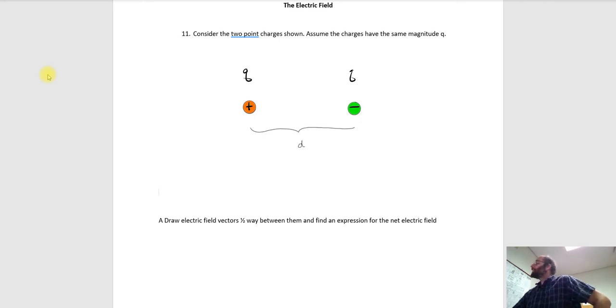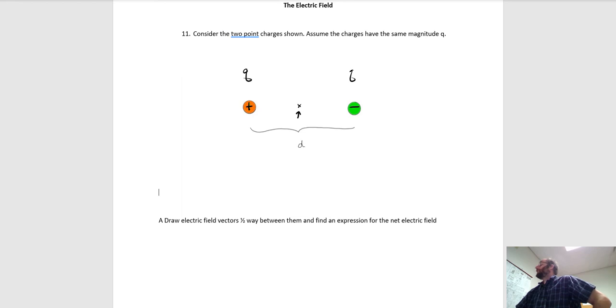Let's talk about halfway between them. So it's roughly, maybe a little more to the right there. Roughly about here. So ask yourself, what is the electric field direction at that point due to this charge? The way you determine that, you say to yourself, if I put a positive charge right there, what will the force direction on it be? And that should allow you to draw an electric field.